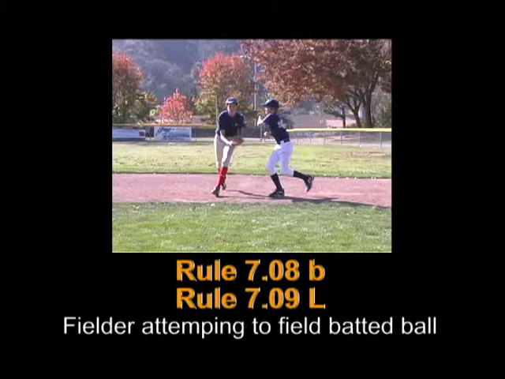Rule 7.08, any runner is out when, B, he intentionally interferes with a thrown ball or hinders a fielder attempting to make a play on a batted ball. A runner who is judged to have hindered a fielder who is attempting to make a play on a batted ball is out whether it was intentional or not.